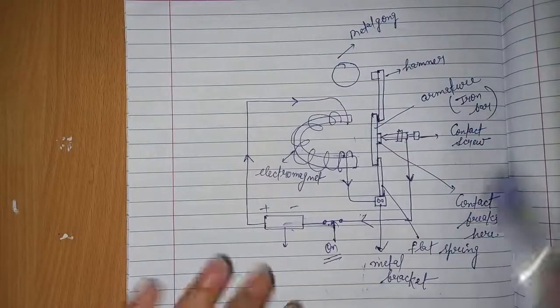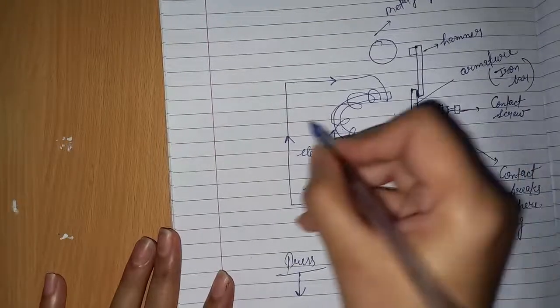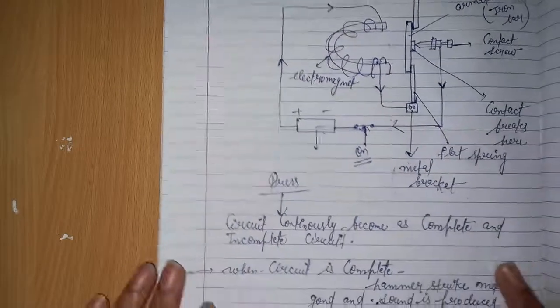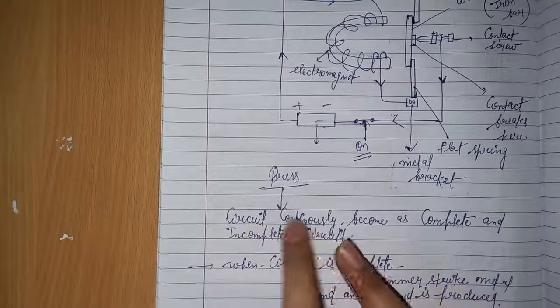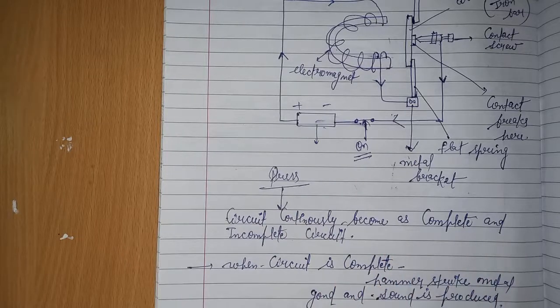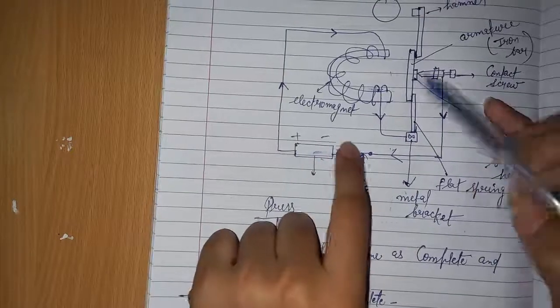When you press the switch, the circuit in this electric bell becomes complete and incomplete. When we press the switch, the circuit continuously becomes complete and incomplete. At first the circuit becomes complete and then incomplete, and then again complete and then again incomplete. So this complete and incomplete process continuously goes on when we press the switch.